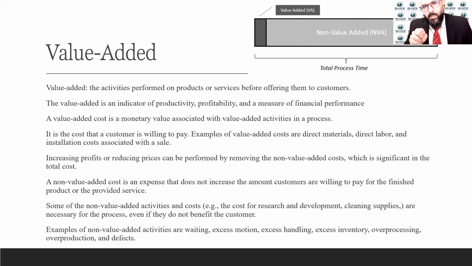Once these non-value activities are removed from the process, that means some cost is removed from the total expenses, and therefore there is saving for you and for your customer.